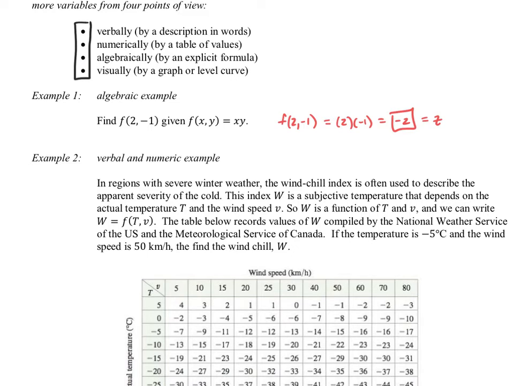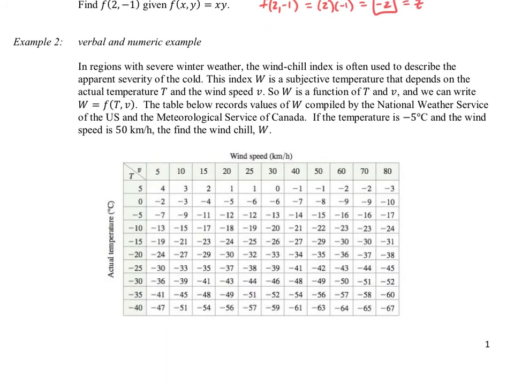The next example is a verbal and a numeric example, and so we can relate to this in the winter here. It says that certain regions have severe weather, and the wind chill index is often used to describe the apparent severity of the cold. This index W is a subjective temperature that depends on the actual temperature T and the wind speed V. So W is a function of T and V, and similar to that cylinder problem, we can write it as W equals f of T, V. So the input is capital T and the input is V, and we have an output then of W.